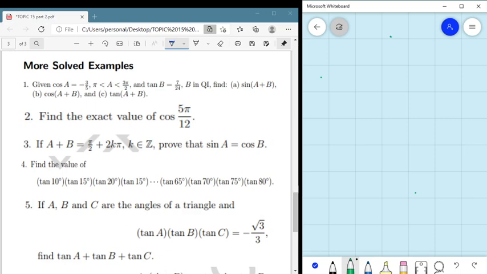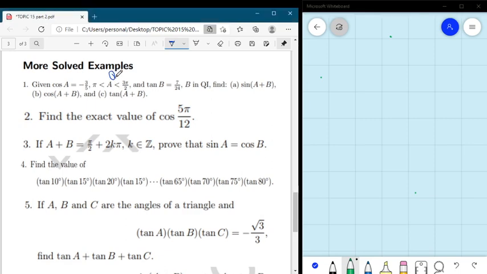Okay, so since A is between pi and 3 pi over 2, it is in quadrant 3. And tangent B is 7 over 24, wherein B is in quadrant 1. That is why tangent B is positive.